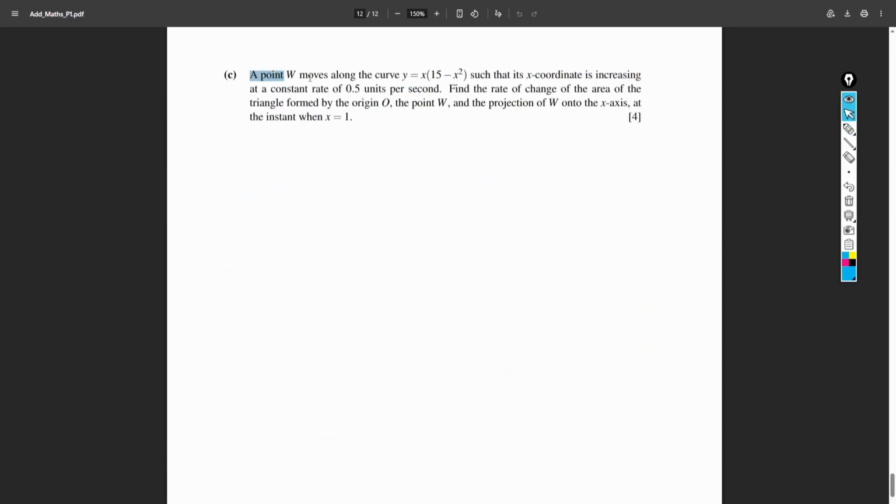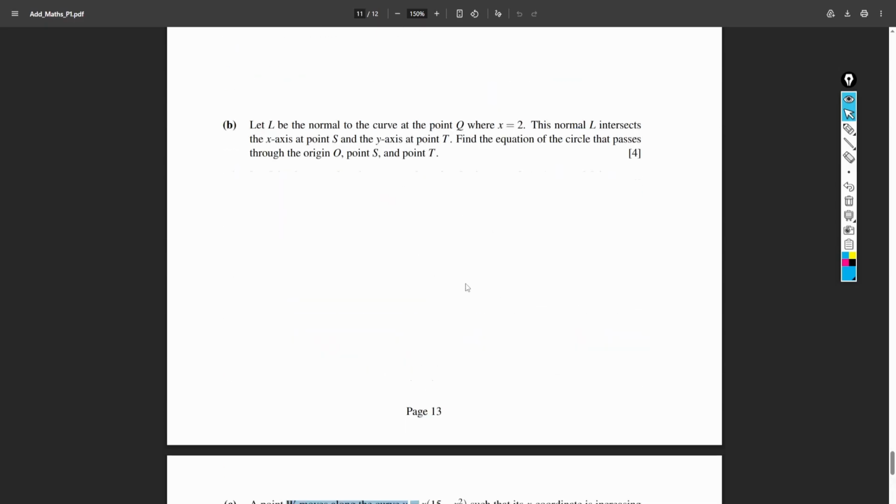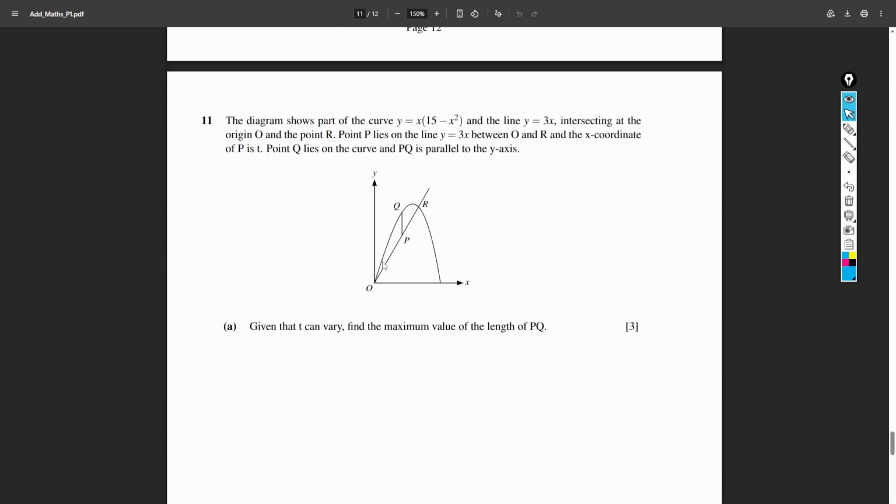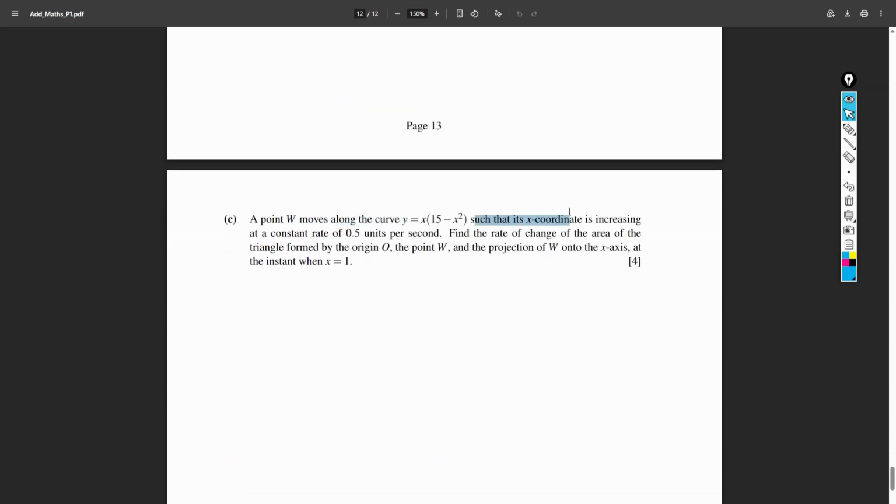So in this question, we have a point W that moves along the curve. At first it's here, then it just moves along the curve, and its x coordinate is increasing at a constant 0.5 per second. That means dx by dt is 0.5. Find the rate of change of area of the triangle formed by the origin O, the point W, and the position of W on the x-axis. So they want dA by dt.